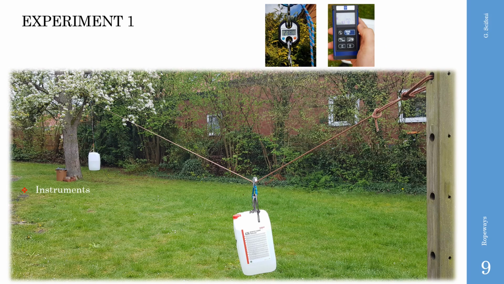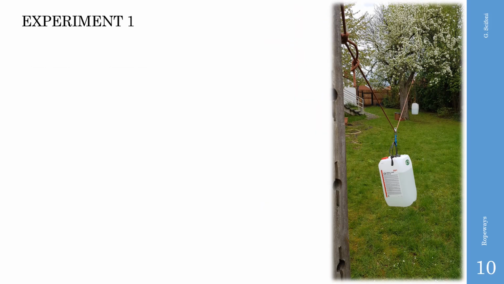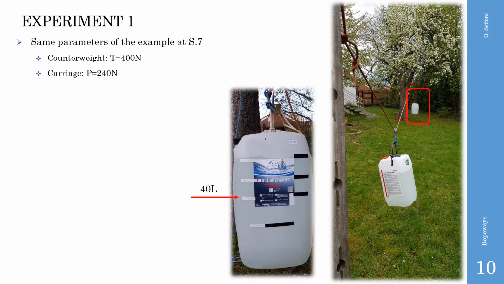Let's start now the experimental phase. In the first experiment, we are reproducing the physical model described before. For doing that, we need a carrying rope suspended between two supports, a hauling rope, two water canisters, and a couple of instruments, a laser meter and a dynamometer. The big canister we use as a counterweight for tensioning the carrying rope via a pulley in proximity to the higher support. The second canister simulates the carriage, suspended by another pulley over the carrying rope.